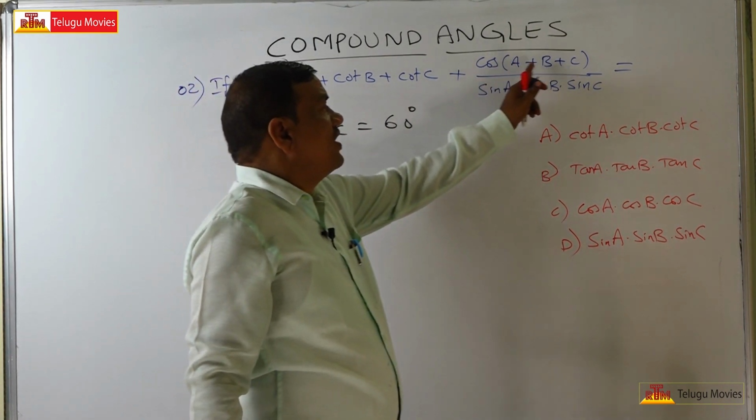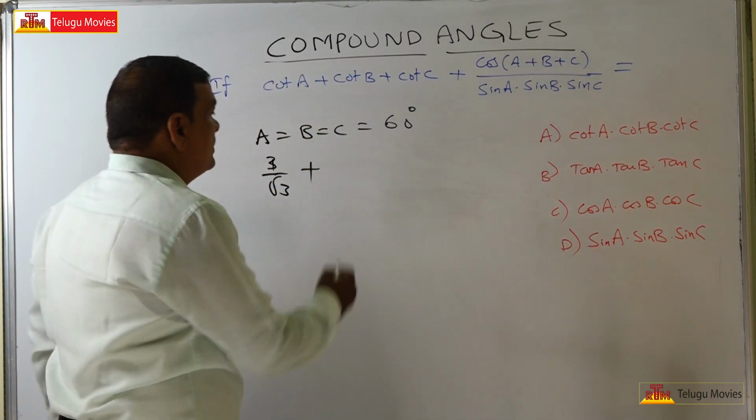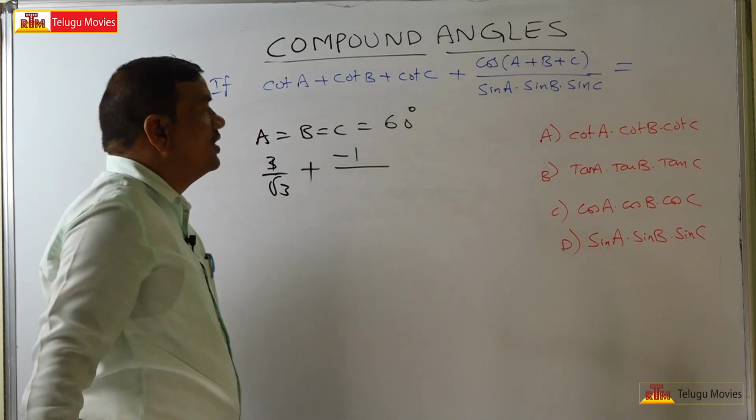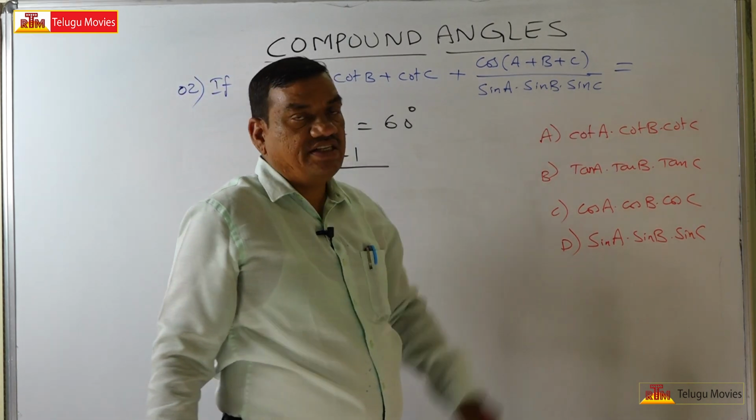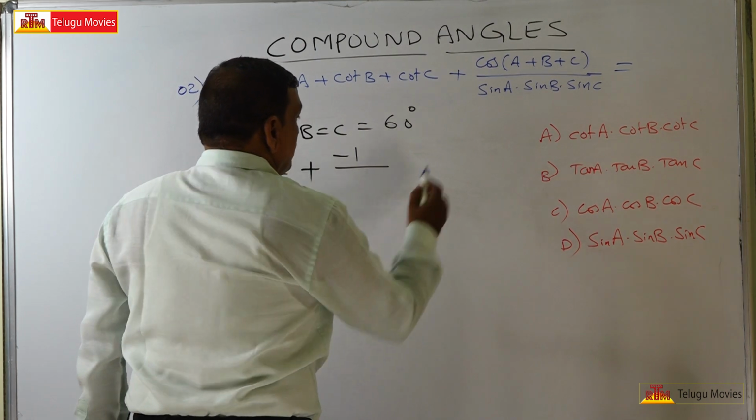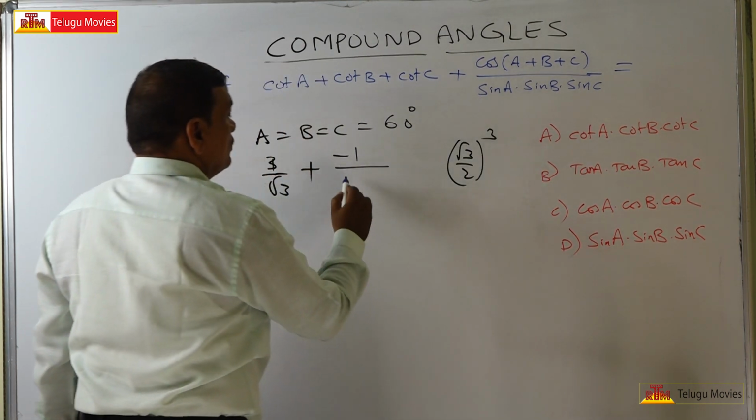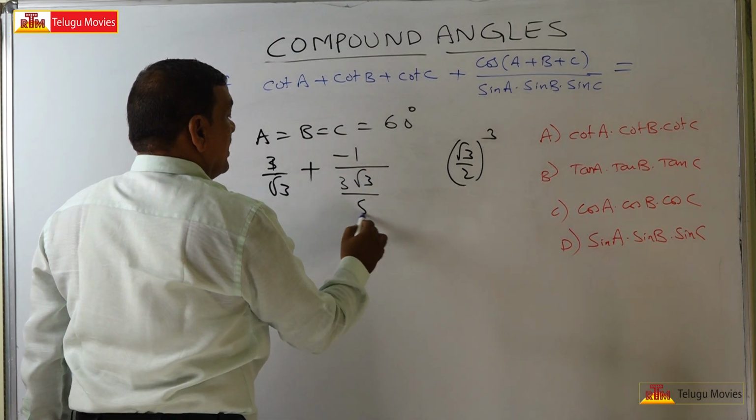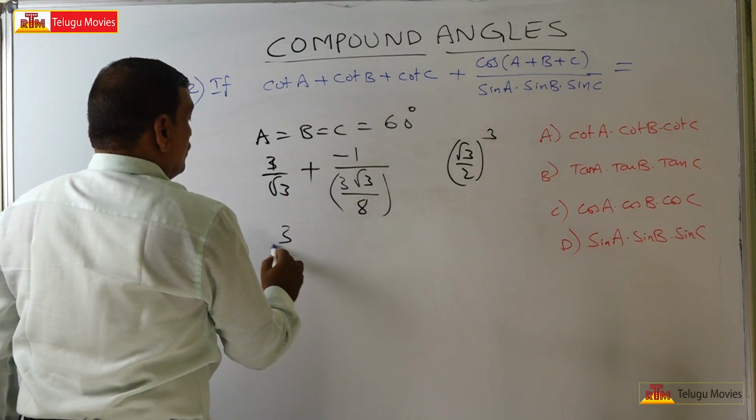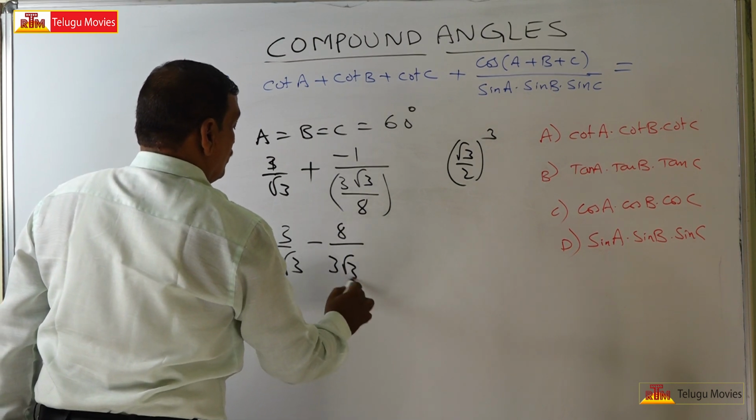So cos of A plus B plus C, 60 plus 60 plus 60, is 180. Cos of 180 is minus 1. Sin 60, sin 60, sin 60. Sin 60 value is root 3 by 2, that means root 3 by 2 whole cube, that is equal to 3 root 3 by 8. So this is equal to 3 root 3 minus 8 upon 3 root 3.